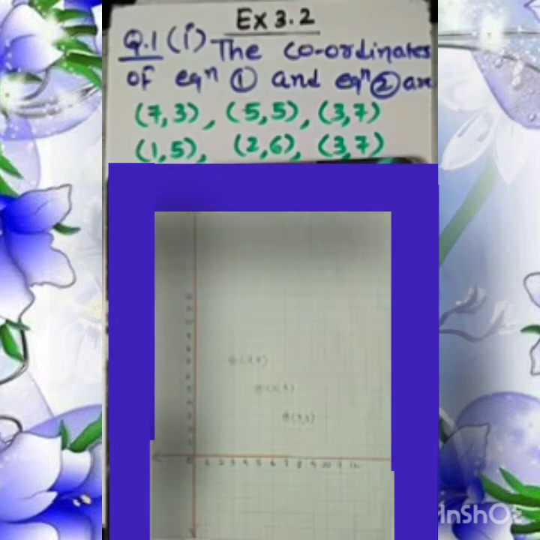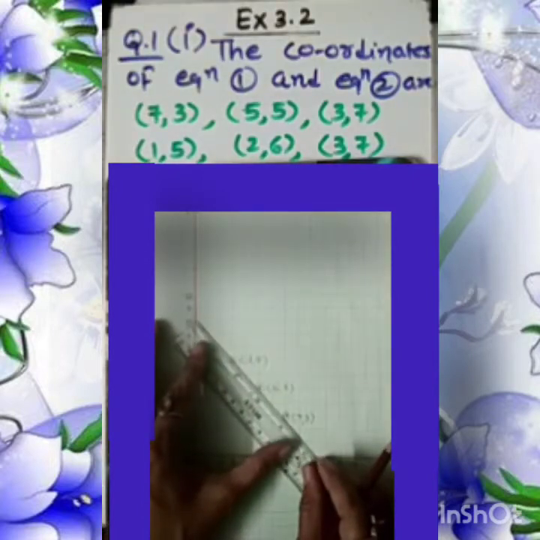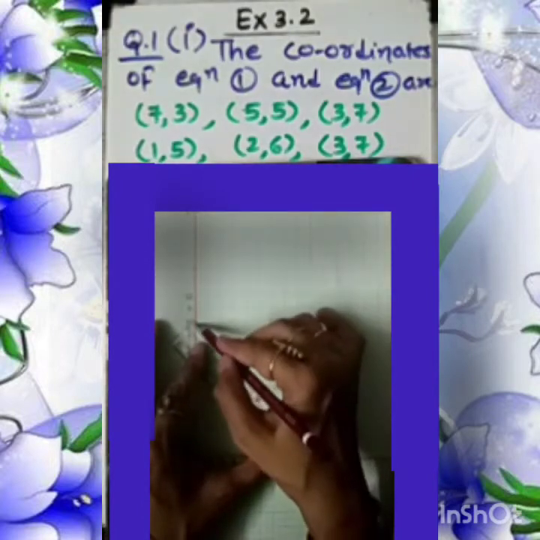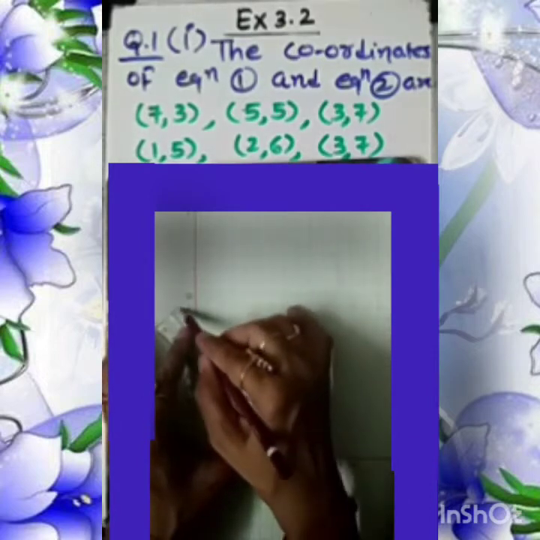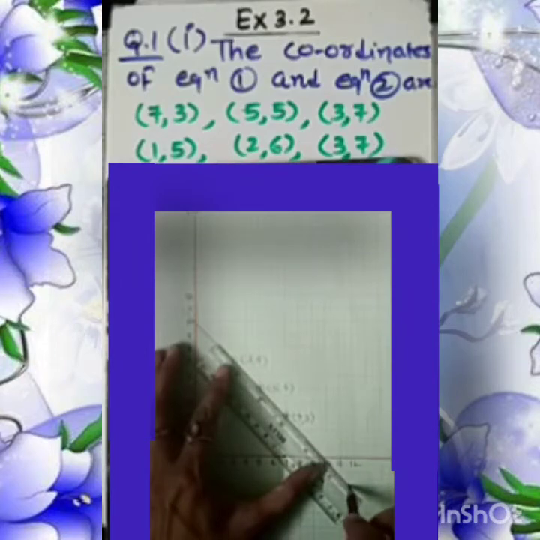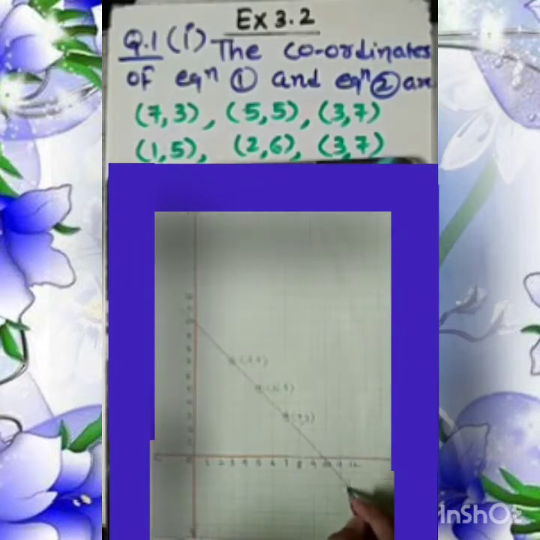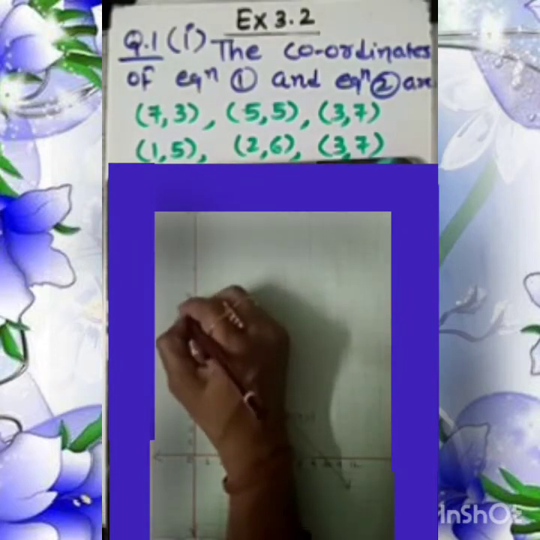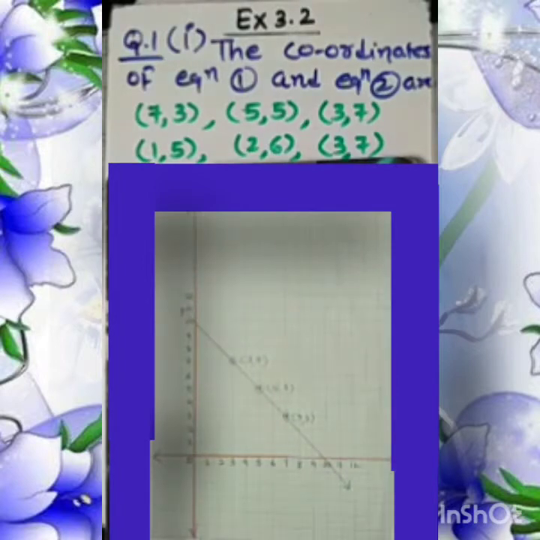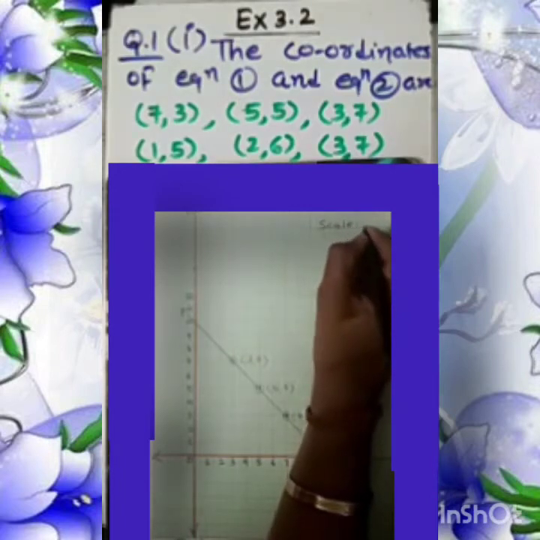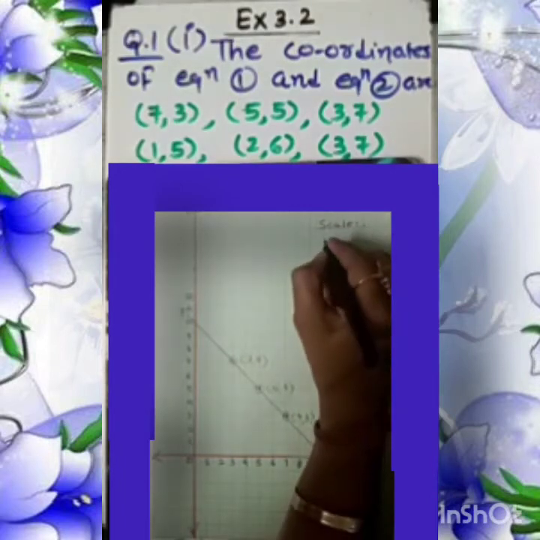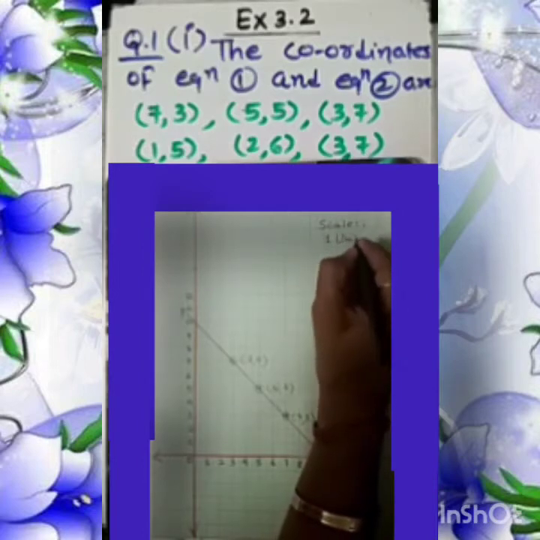So let's connect all these 3 points. The line will become like that. If I extend this a little bit more on both sides, let's find which type of graph we will have. It's compulsory to mention the scale here. Yes, students, mention the scale here: on both axes we have taken 1 unit equal to 1.